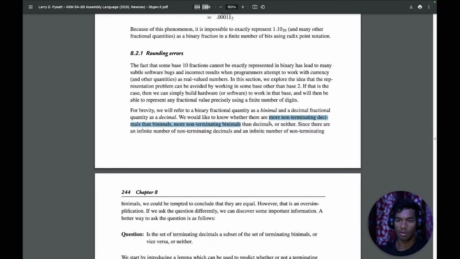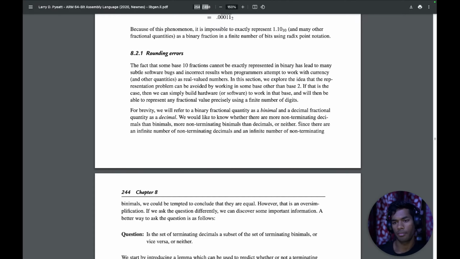We would like to know whether there are more non-terminating decimals than binimals, more non-terminating binimals than decimals, or neither. Then we can choose that base and make our hardware work in that way, right?